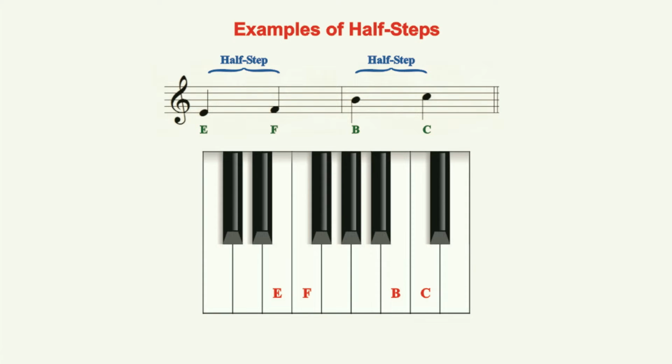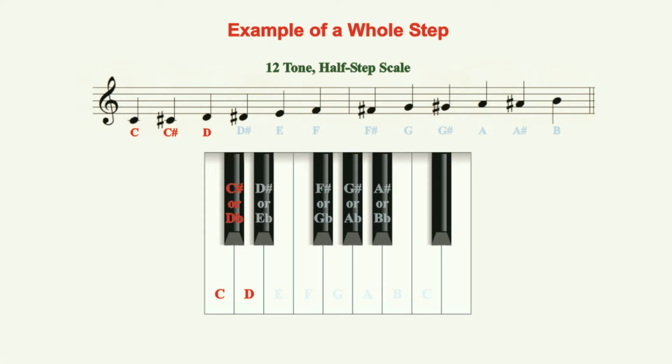Picturing a mental image of the keyboard can help you to commit this E to F, B to C half-step relationship to memory. The only other distance between two adjacent tones that we hear as a step is called a whole step. As the name implies, the whole step is made up of two adjacent half steps. For example, a half step from C to C sharp, followed by another half step from C sharp to D, results in the sound of a whole step from C to D.